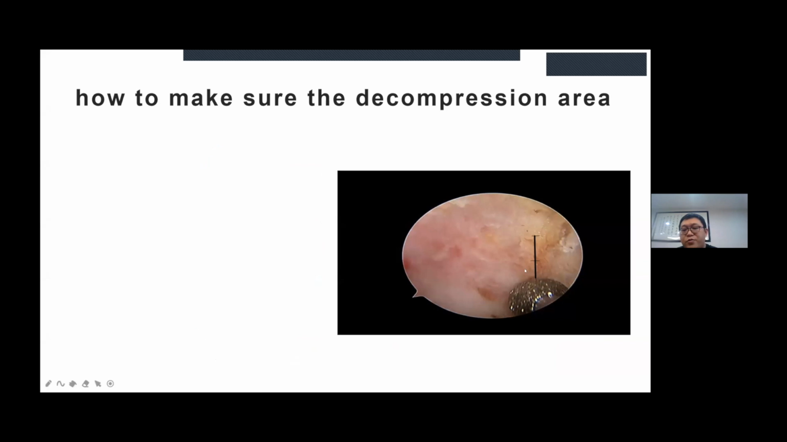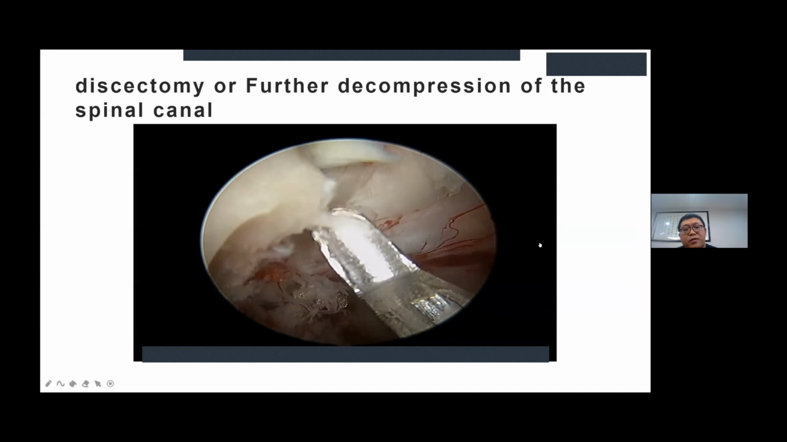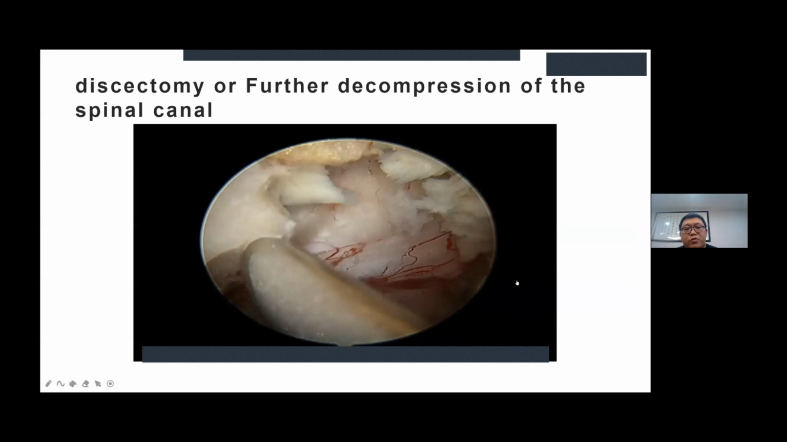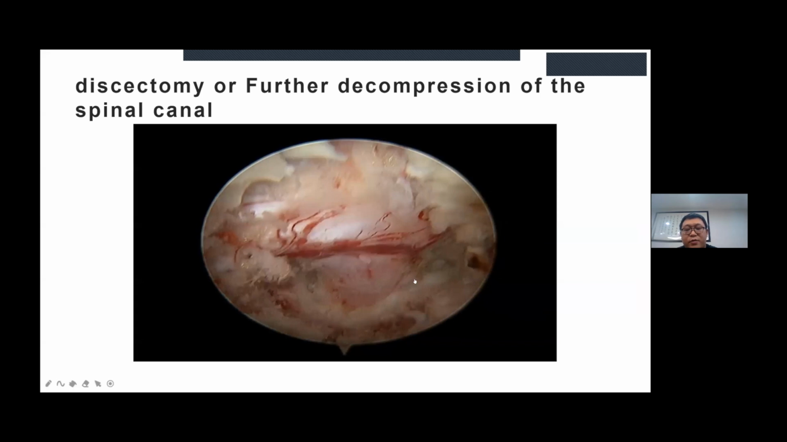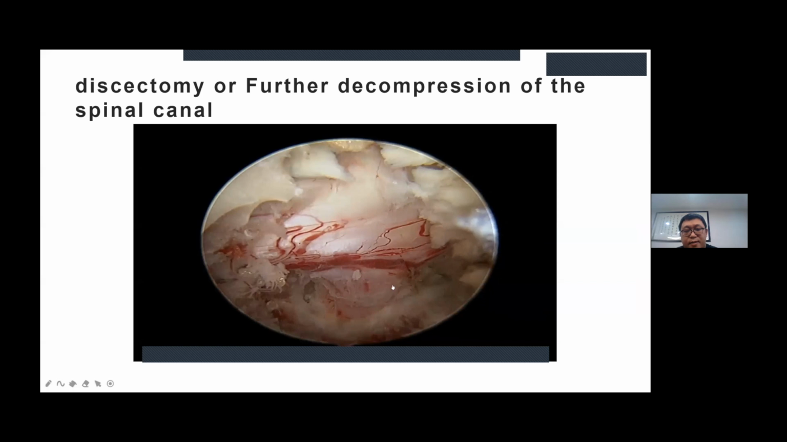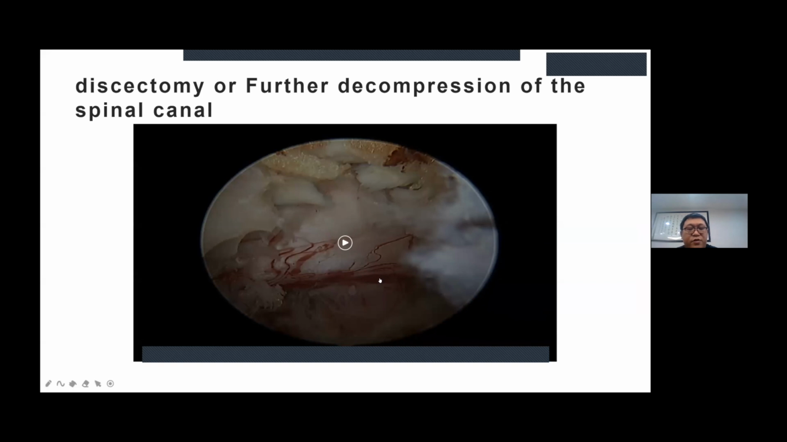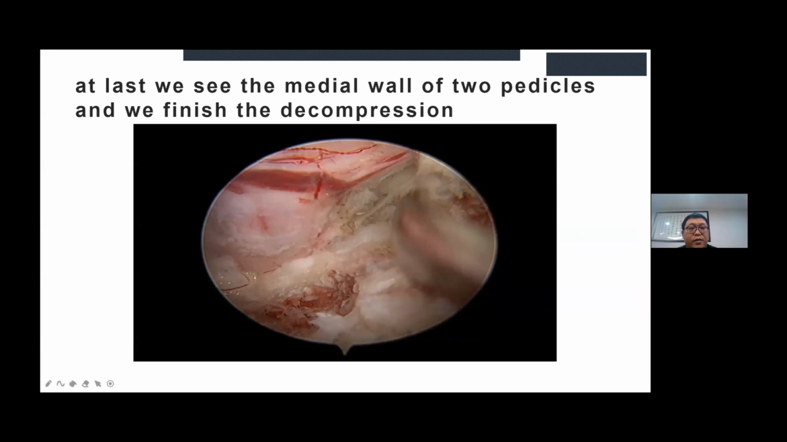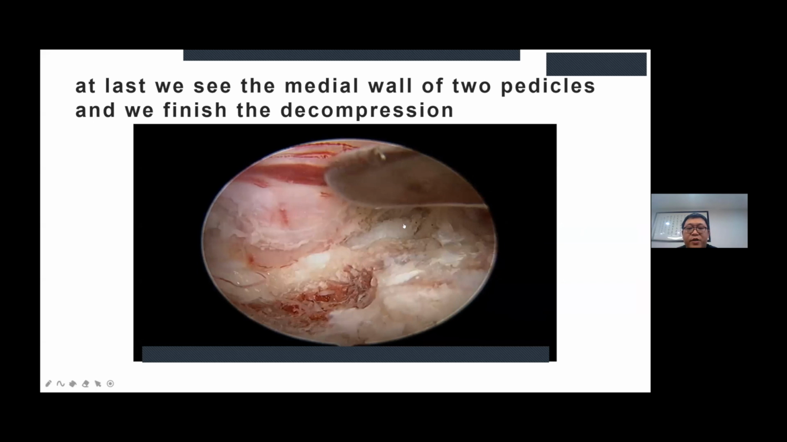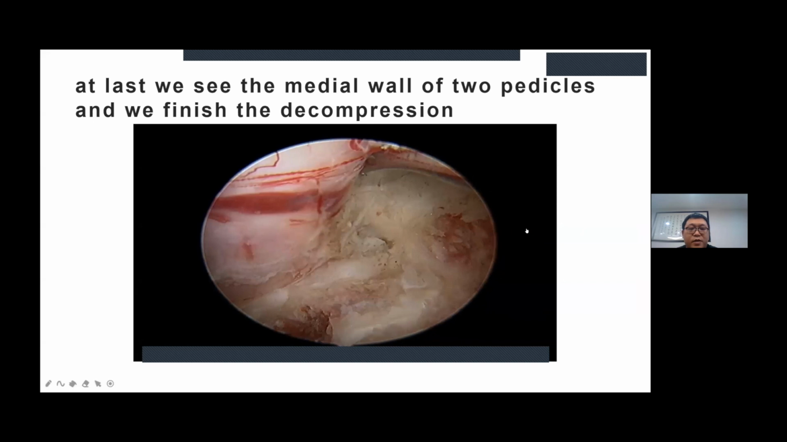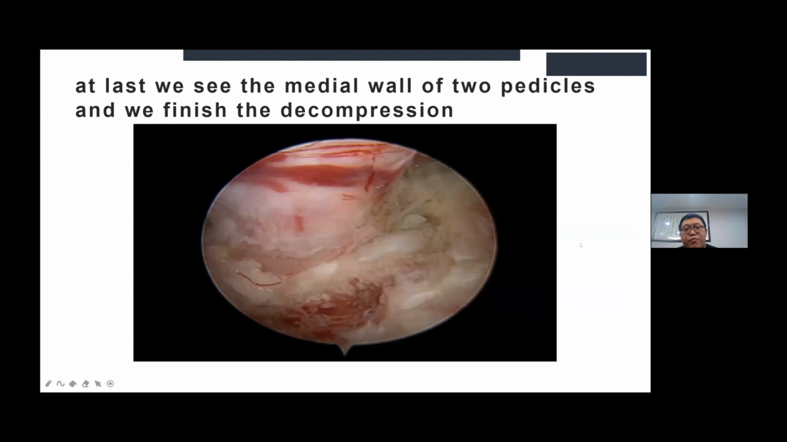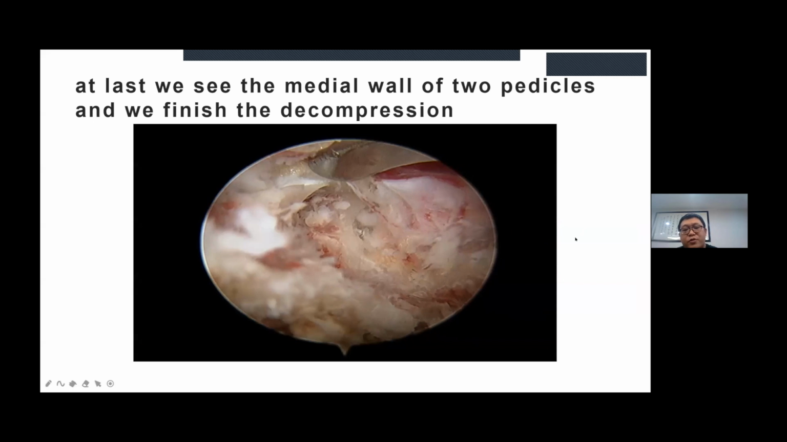Another method, I use the size of the drill bur to measure the decompression area. After discectomy, we can do further decompression of the spinal canal. The disc herniation is often located in the axillary area. At last, we see the medial wall of the two pedicles. We finish the keyhole decompression. This is a keyhole procedure.